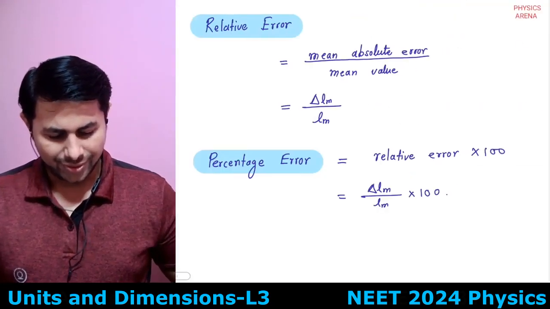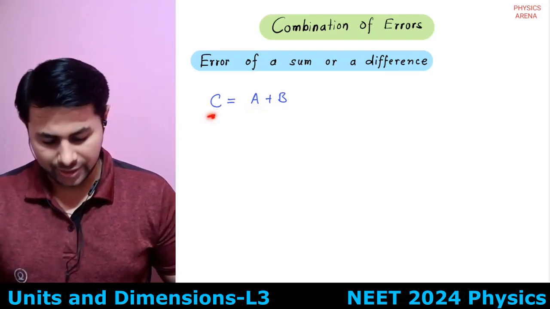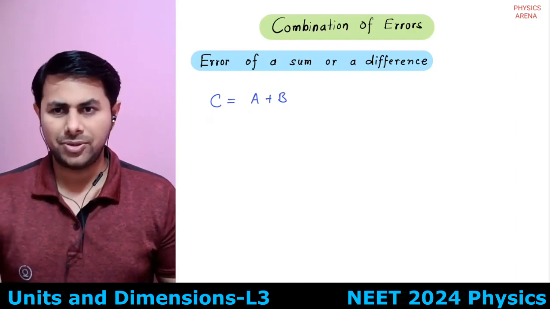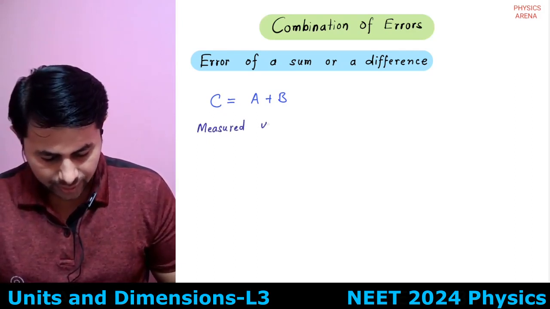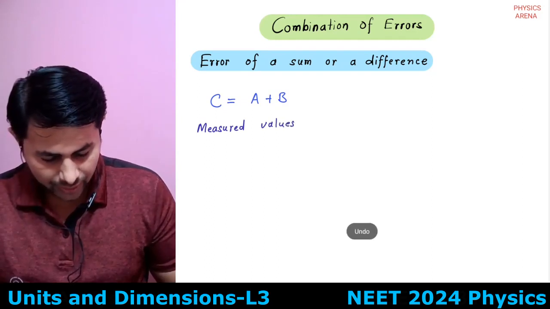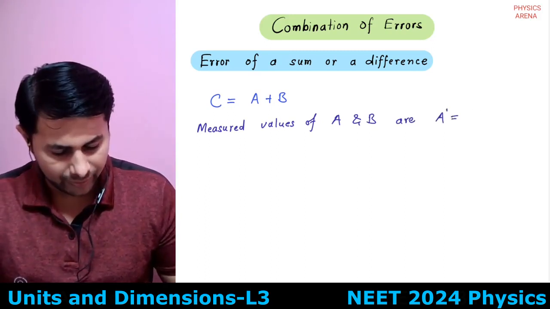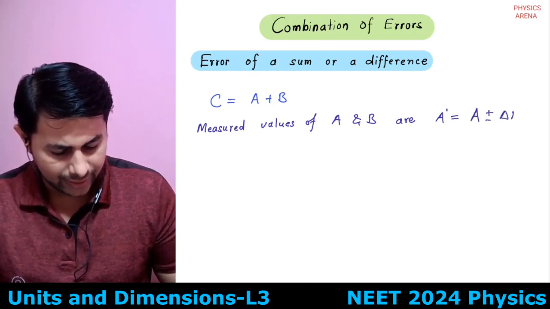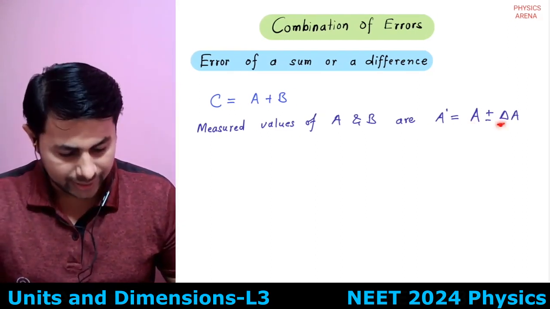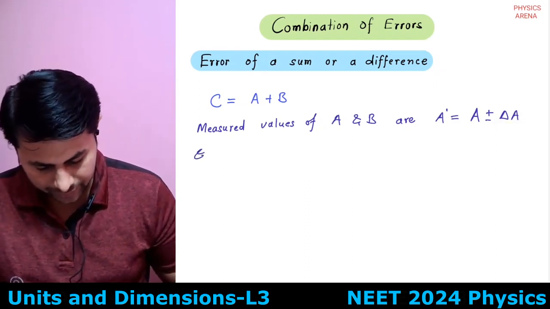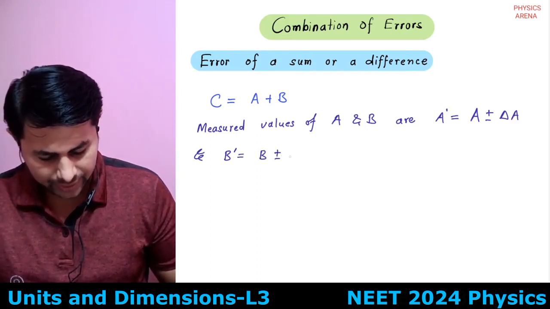Okay, so here let's suppose I have two quantities A and B and their addition gives me this third quantity C. So these are the true values of these quantities. And now I take the measured value. Okay, so let's say measured values of A and B are A prime and B prime. So A prime will be equal to A plus minus delta A. So we are writing the true value plus minus the error, and B prime is equal to B plus minus delta B.